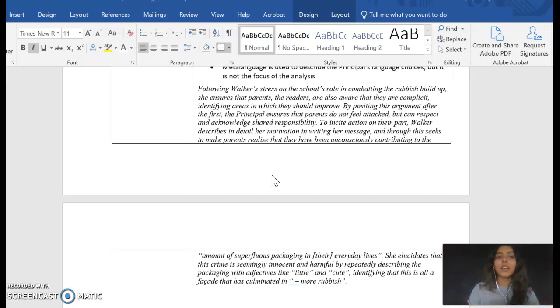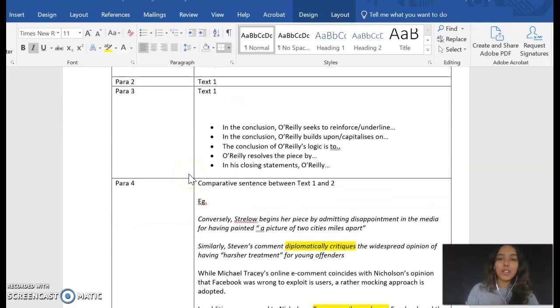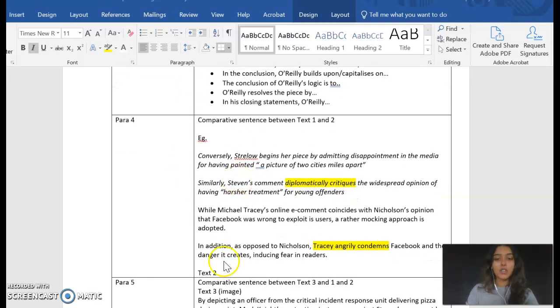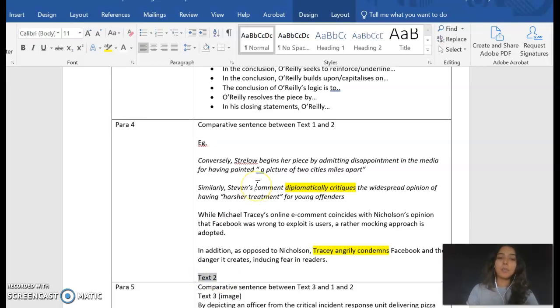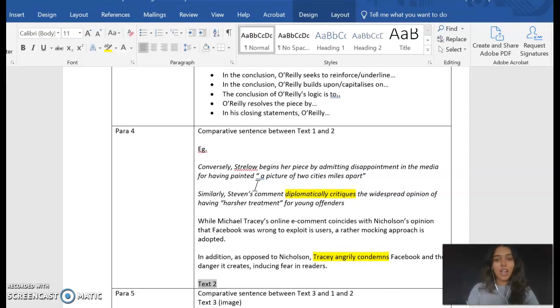So think about what the audience might be thinking about, what they might be feeling, and how the specific audience is intended to react or be positioned. Okay. Now, we know that by paragraph 3 or 4, you are starting to move on to text 2. What you need to do at the start of this paragraph is have a comparative sentence starter.